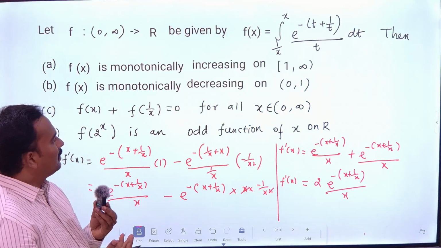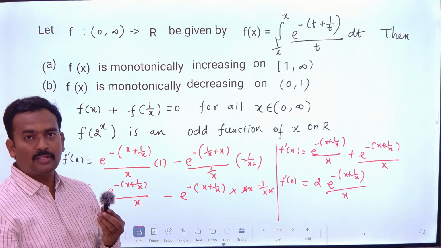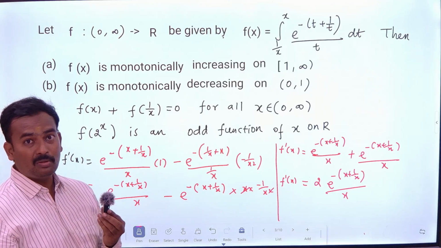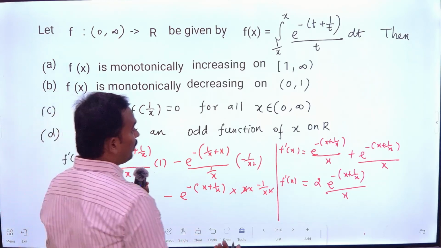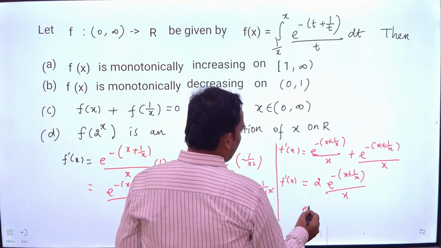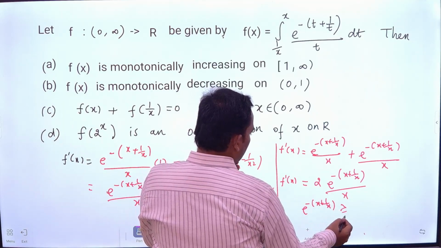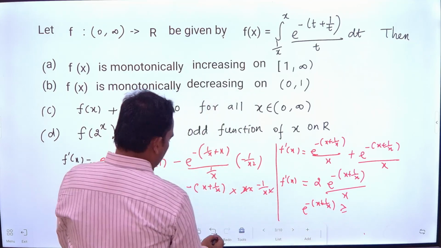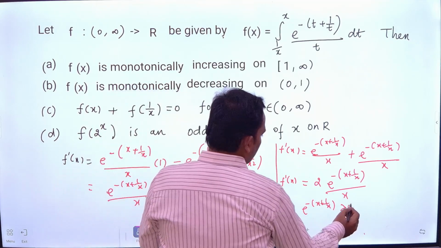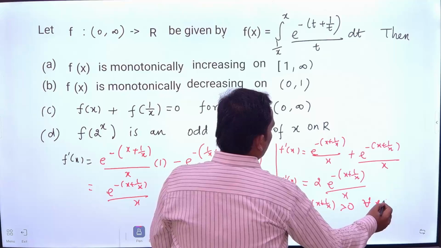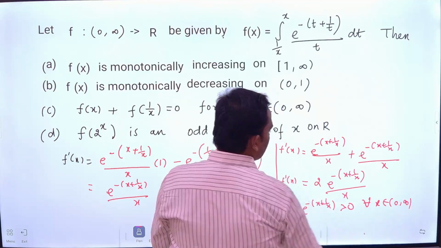Then how can you check the increasing function here? Increasing means the slope will be positive, f dash should be greater than 0, right? So greater than 0, how to check? You already know that e power minus x plus 1 by x is always strictly greater than 0, right? For all x belongs to 0 to infinity, right?